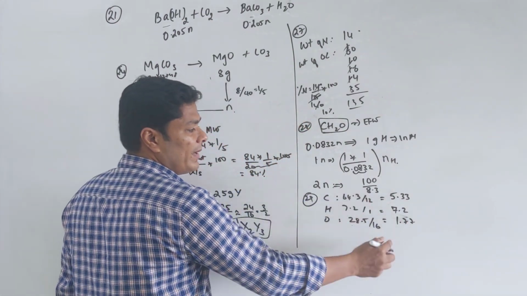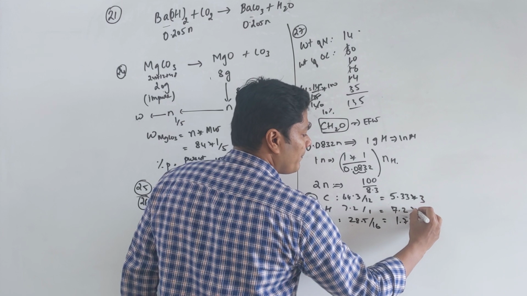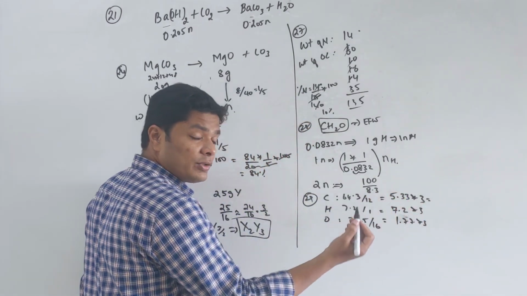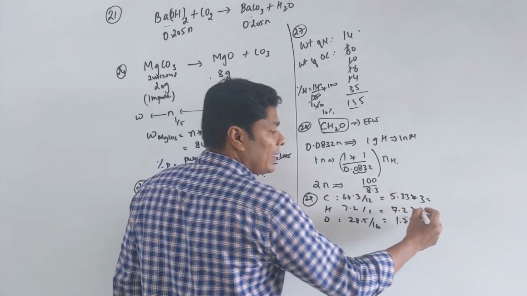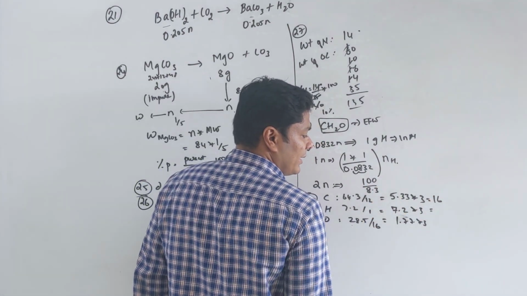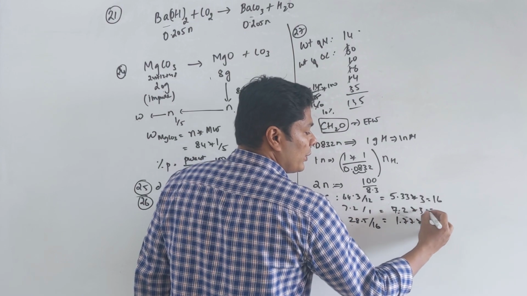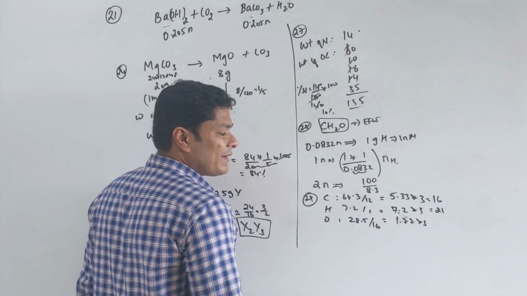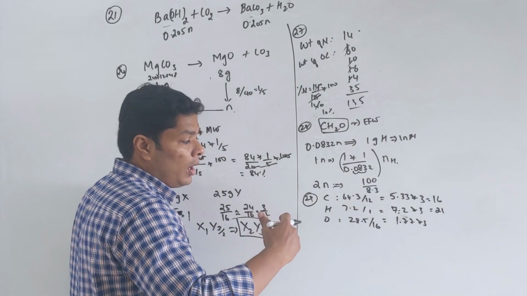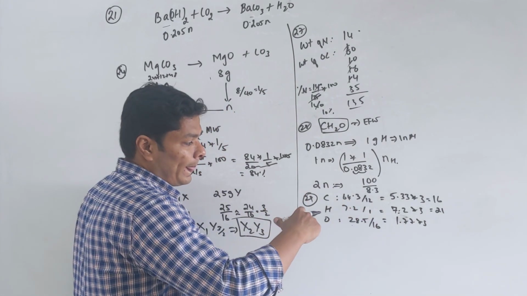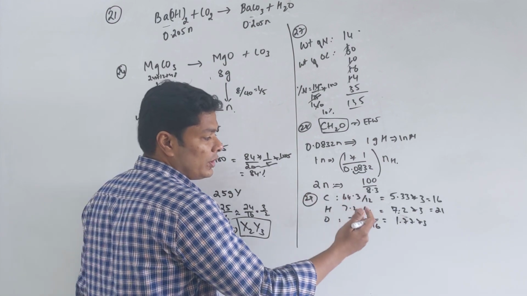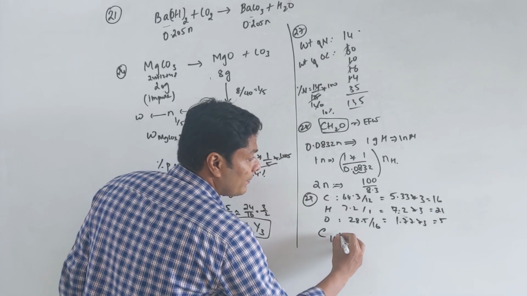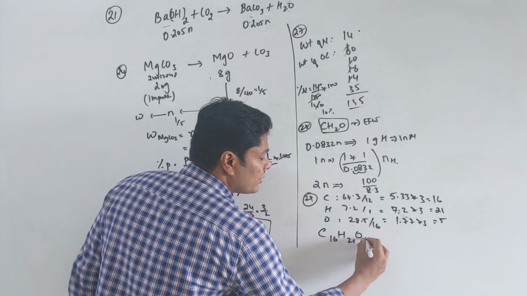Now what I want to do is I want to make them a whole number, times 3. So 5.33 times 3, 5 times 3 is 15, 5.33 times 3 is 16. So this is 21. I can still take it as 21 or 22, doesn't matter. 1.77 times 3. Now 1 times 3 is 3. 0.7 times 3 is 2. So 3 plus 2 is 5. So carbon is 16, hydrogen is 21, oxygen is 5.